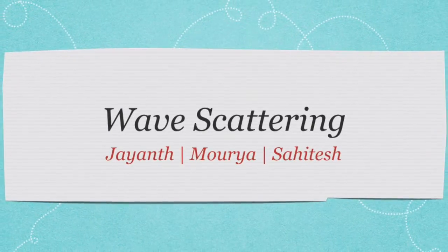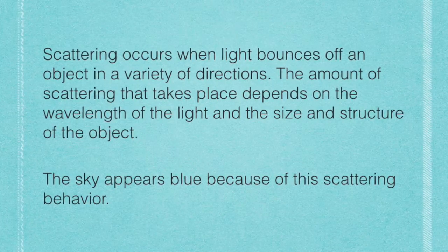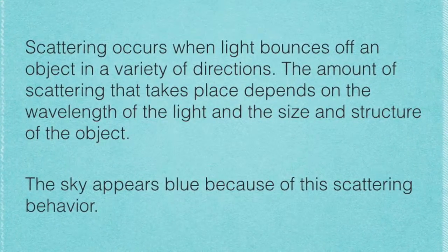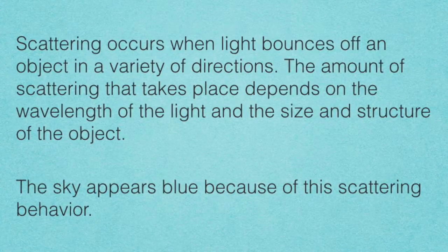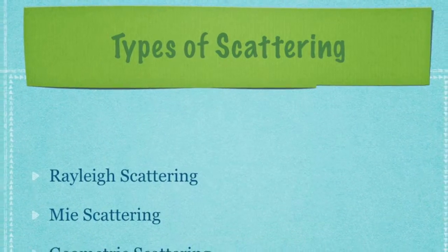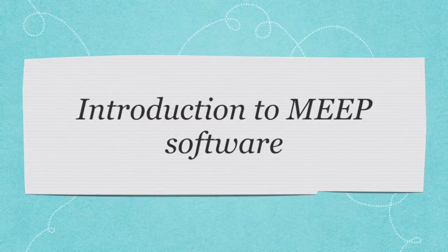In this video, we are explaining the wave scattering of light. Scattering occurs when light bounces off an object in a variety of directions. The amount of scattering that takes place depends on the wavelength of light and the size of the object. There are different types of scattering. They are Rayleigh scattering, Mie scattering, and geometric scattering.